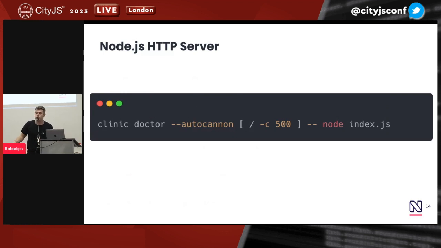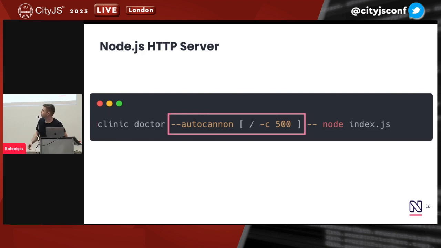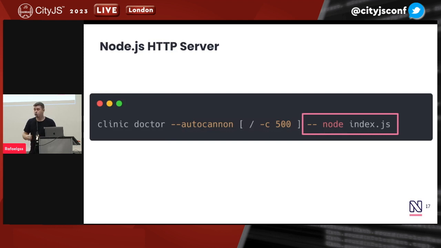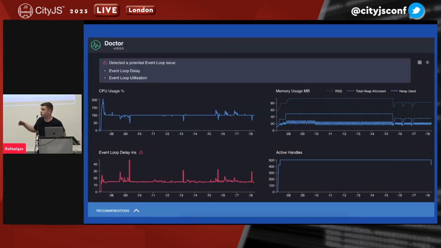Then you run it with clinic doctor. Basically the command is pretty simple: you run clinic doctor, and then you pass the load generator tool. I'm using AutoCannon, but you can use Apache Benchmark or JMeter. It doesn't really matter as long as you produce load. You can even send a lot of curl requests, but I don't recommend it. And then you pass the application, in my case, node index.js. And it will generate the following graph.